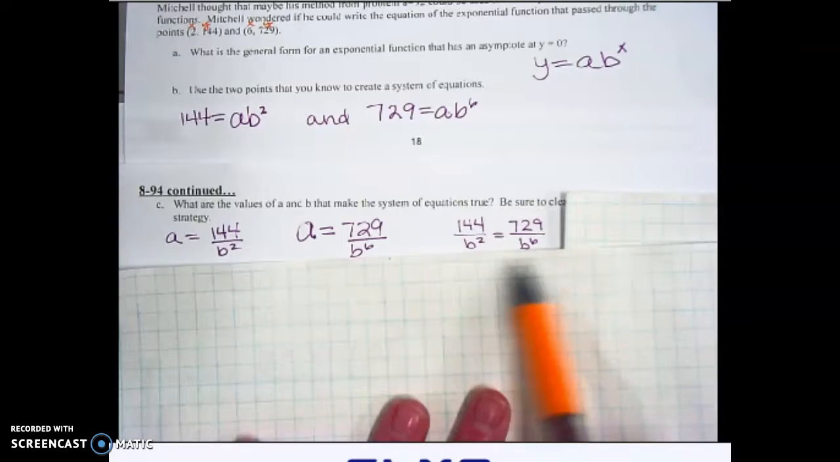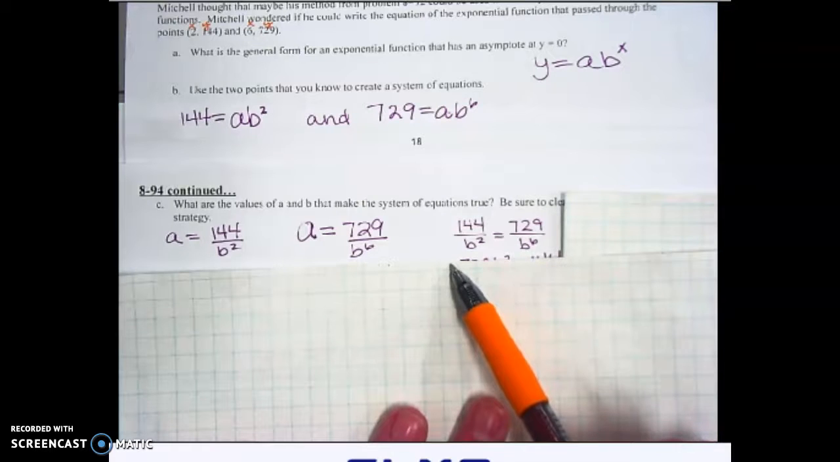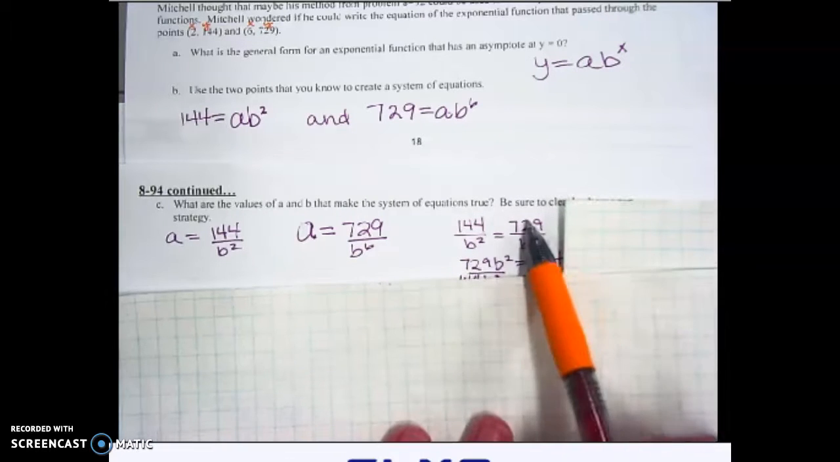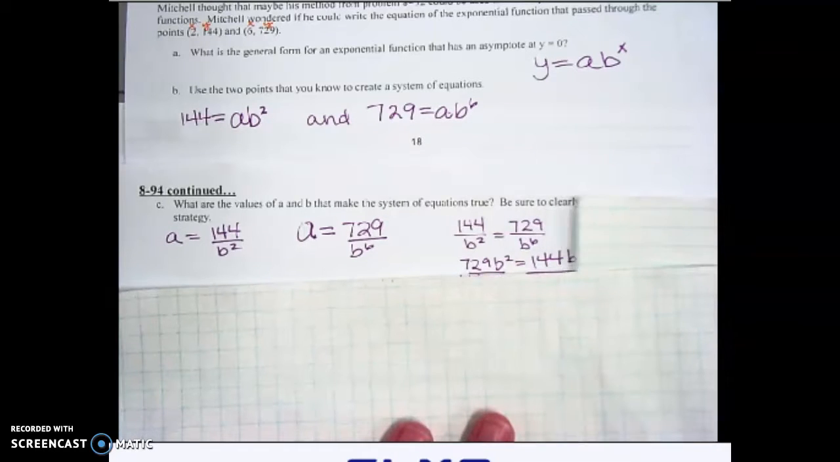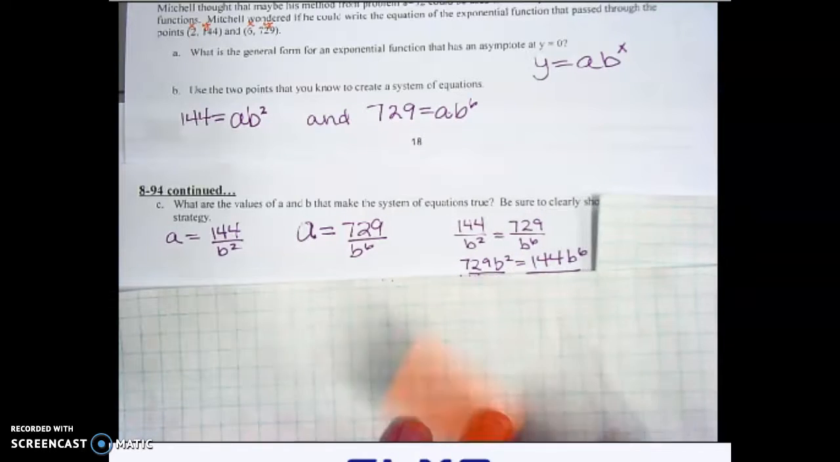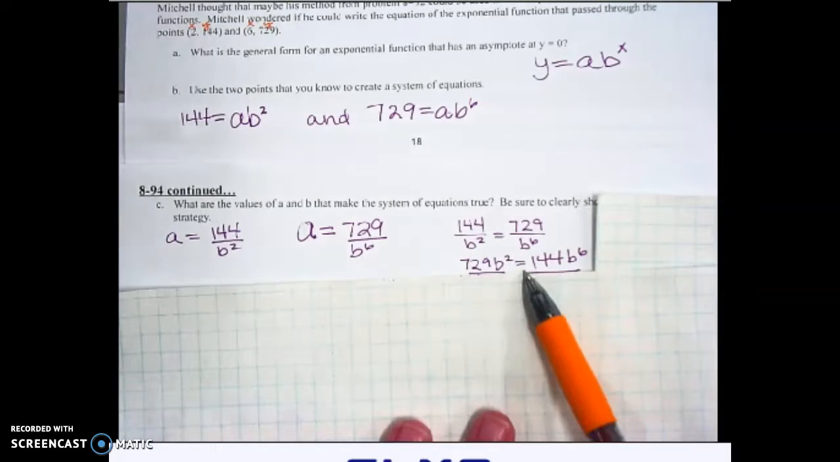All right, so the first thing we're going to do, since we have a proportion, is we're going to do something called the cross product, where we're going to take the 729 and multiply it by B squared. That's right here. Then we're going to take the 144 and multiply it by B to the 6th. So that's this direction. Set them equal to each other.